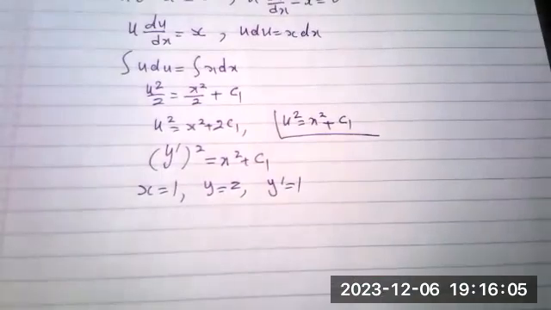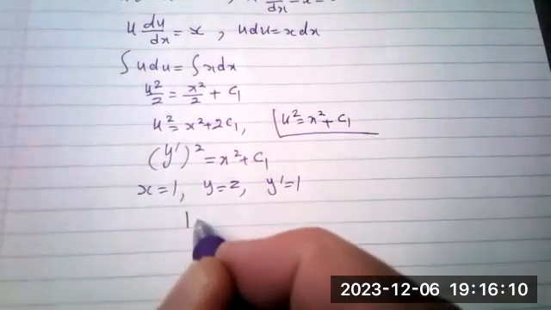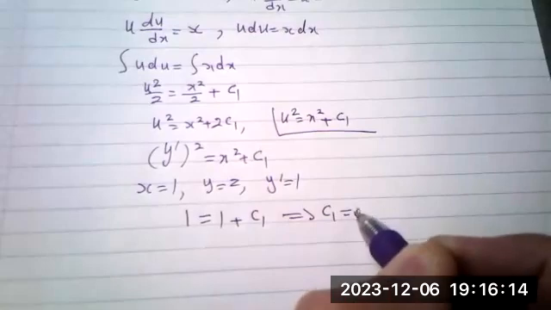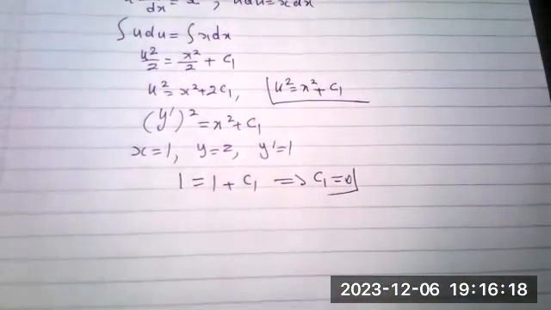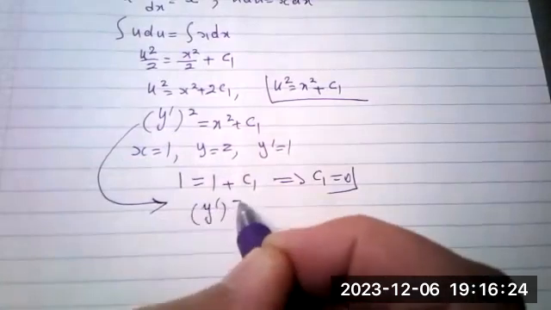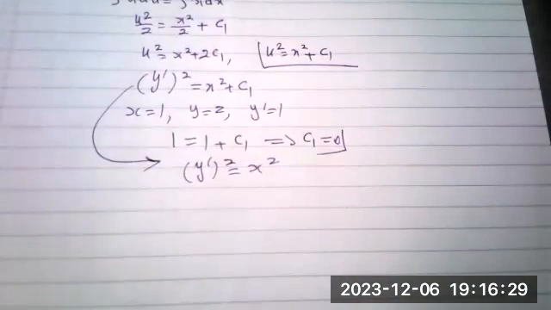Substitute. So if you substitute, this gives you 1. It's going to be 1 and C1. So C1 would be 0. That would be very helpful. Very helpful to apply it now. You're not going to wait for it. Okay. So the result of the equation would be y prime squared equal to x squared. So, take the square root, and then the rest is just a straightforward problem.